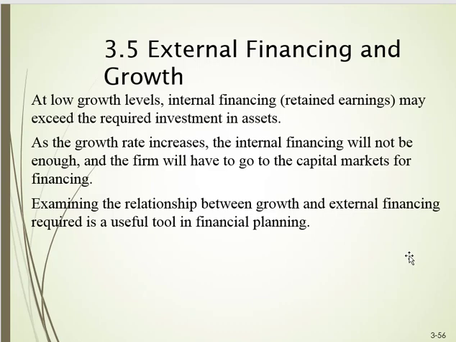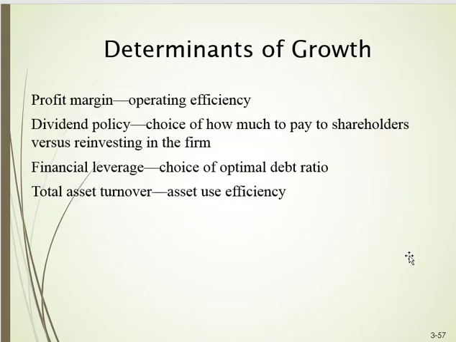So now if we understand the asset need, we have to talk about the financing. At very low growth levels, we're going to be able to use retained earnings, maybe exclusively. So we won't need any outside assets. But as the growth rate of sales increases and the growth rate of the need for assets increases, we're going to cross points where we're going to have to go to external financing.